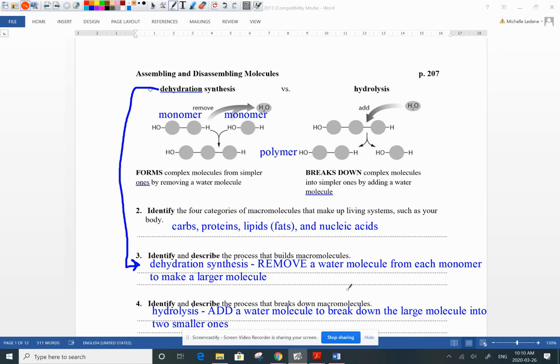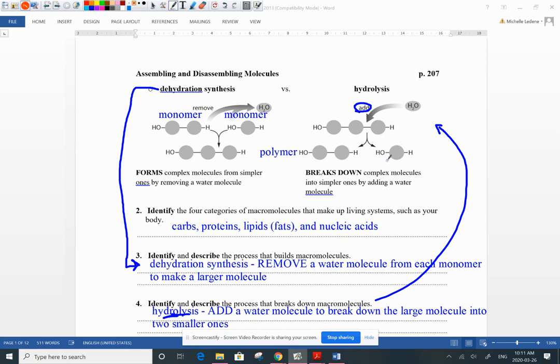All right, the opposite process is called hydrolysis. And so that's the example here. What are we doing? We're adding a molecule of water to a large polymer, and it breaks it down into smaller molecules. Okay, so that's kind of the 2 main processes in making and breaking up molecules.